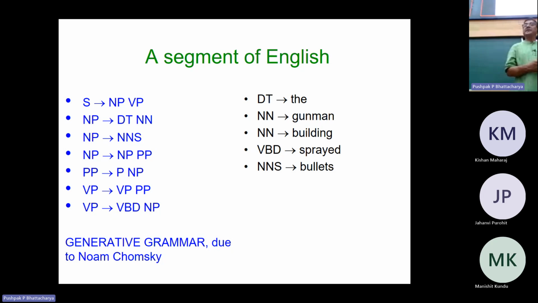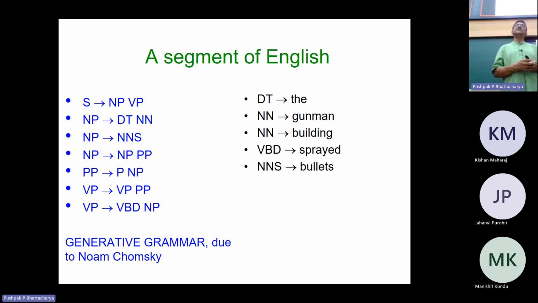Okay. So what is this grammar rule saying? This grammar rule is saying that sentence consists of noun phrase, verb phrase. No problem about that. Noun phrase consists of determiner and noun. Noun phrase can also consist of NNS, which is plural noun. Noun phrase can consist of NP and PP, noun phrase followed by a preposition phrase. Preposition phrase is P and NP, preposition followed by noun phrase. VP can be a verb phrase followed by a preposition phrase. Verb phrase also can be VBD, a past tense verb, and noun phrase. Okay, this is a segment of English language. Of course, it doesn't take care of questions and imperatives.